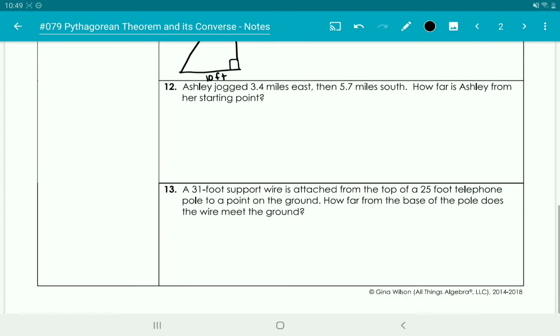Okay, now I want you to take the time and try number 12. Remember, east is to the right, south is down. Okay, I want you to try that one. Go ahead and pause and do it now.